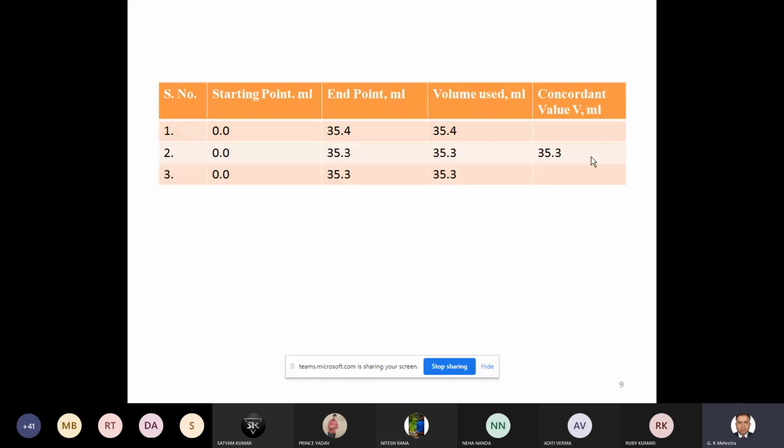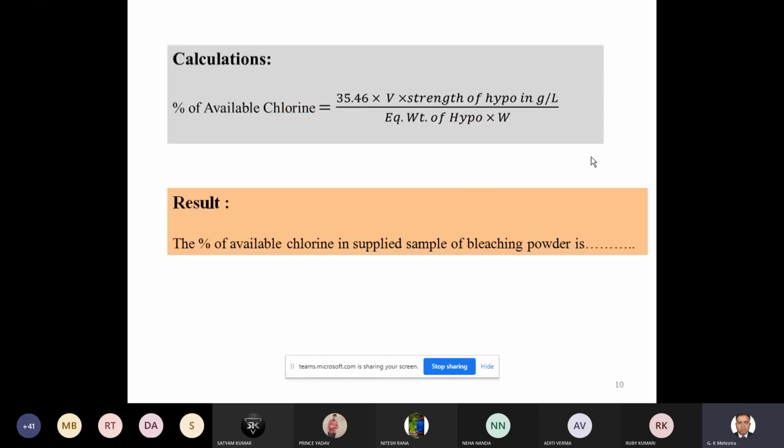Concordant value 35.3. In the first run you got 35.4, then in the second run 35.3, and in the third run 35.3. So 35.3 you are getting consecutive and the same. So 35.3 is the concordant value. I hope you have understood what a concordant value is. So we will go on.